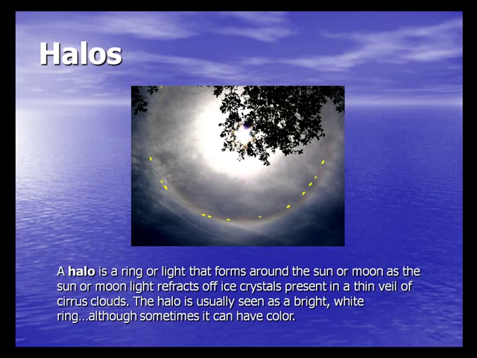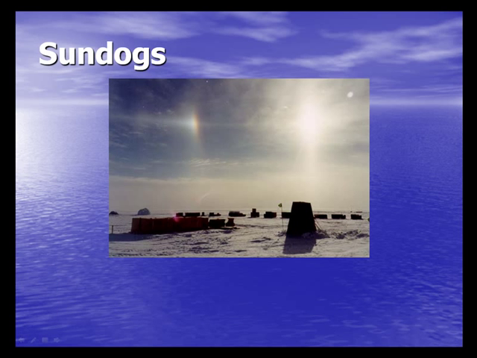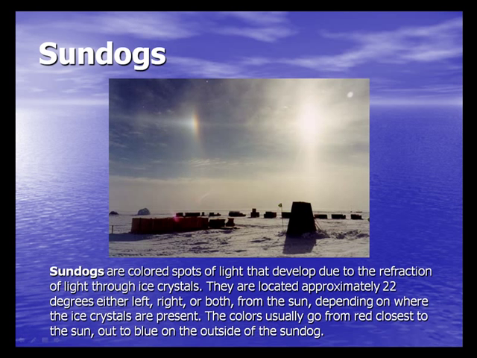Halos develop in response to light refracting off ice crystals suspended in the air, usually from high, thin clouds known as cirrus clouds. Halos are usually a bright white ring, but can also have color. Halos can also form around the moon. In this image, just off center, off the middle, you can see a colored spot of light. This is called a sundog.